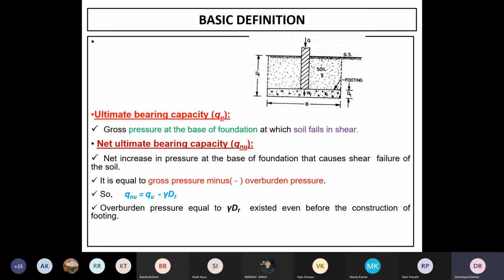So this is all about the types of foundations and so on.